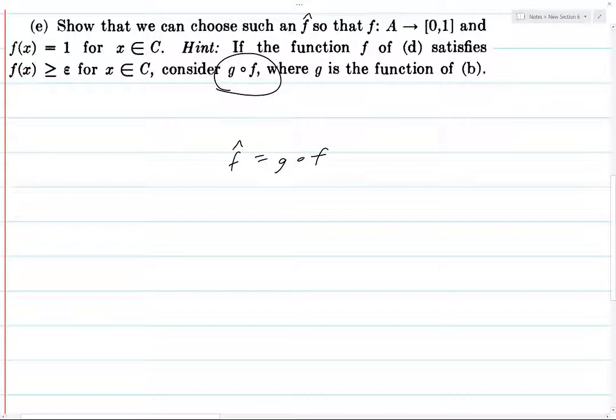Okay, so the notation in this problem is a little confusing. I'm going to take this function g composed with f and call it h. So what we're going to do is prove there is a function h which maps from a to the closed interval from 0 to 1, which is equal to 1 on the set C.